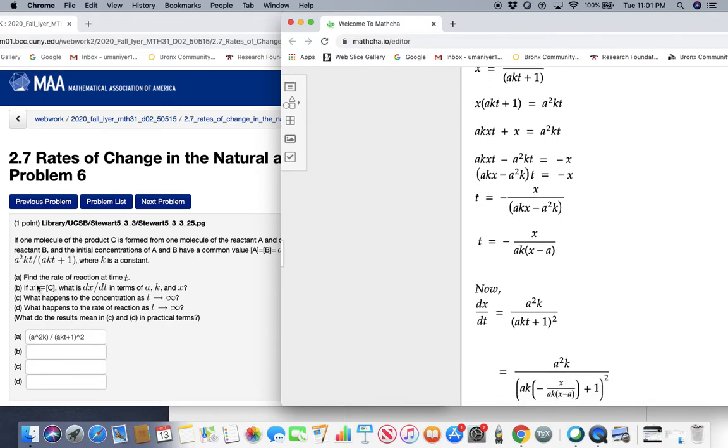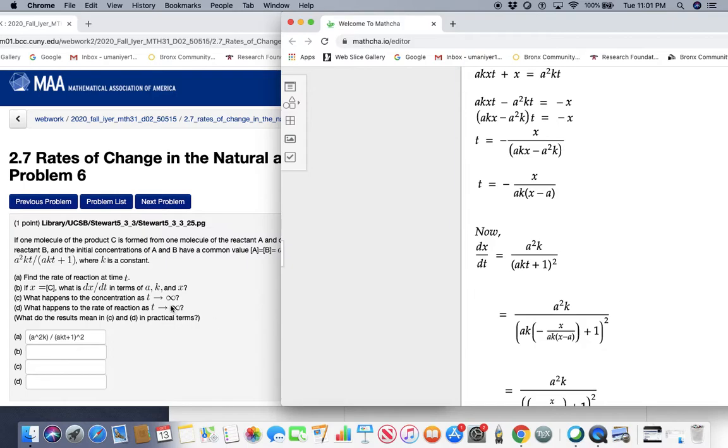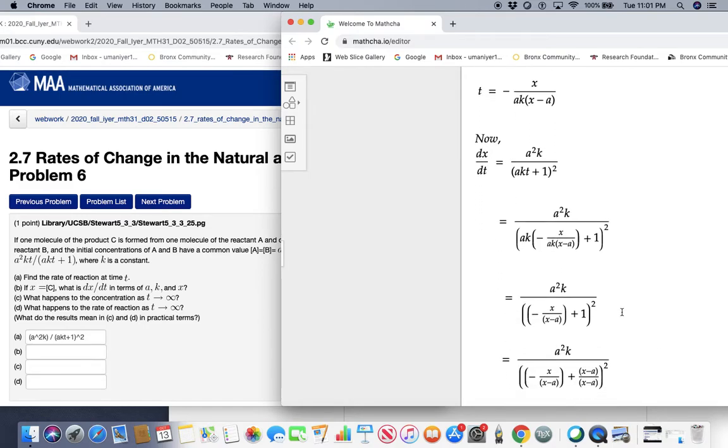Now dx/dt is what I need to know. So dx/dt is the derivative. We just saw the derivative, that's all I have written. But I don't want any t in my expression for dx/dt. So I replace that t by this expression in x. Once I write it down, that ak cancels this ak, and I'm left with negative x over x minus a plus 1. Everything else is fine.